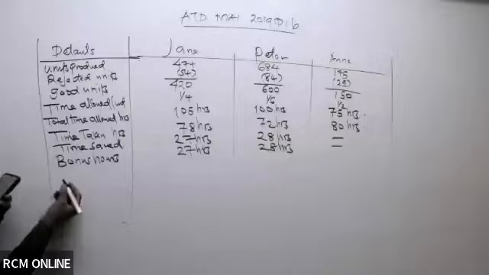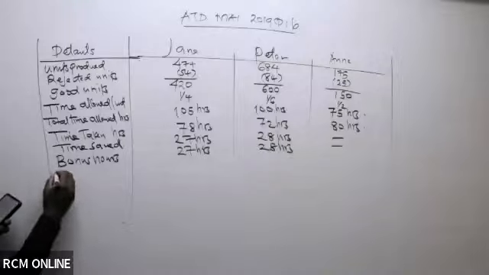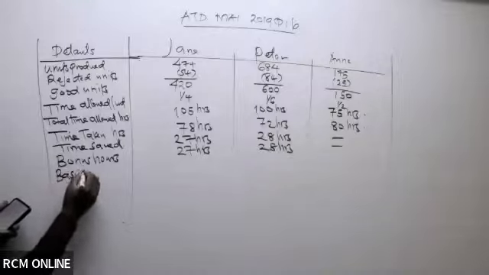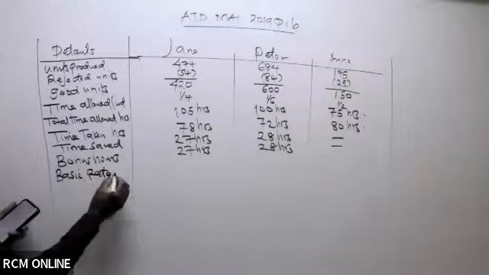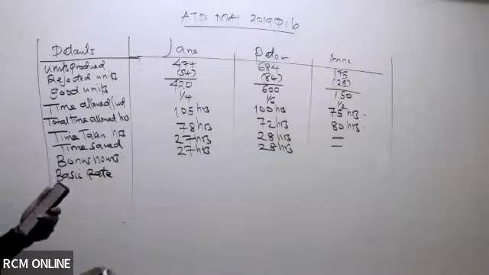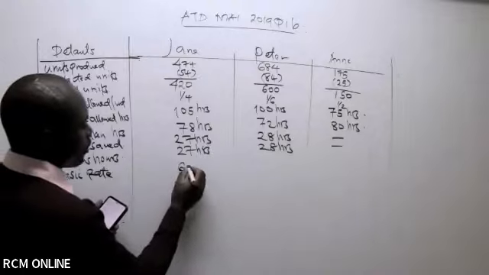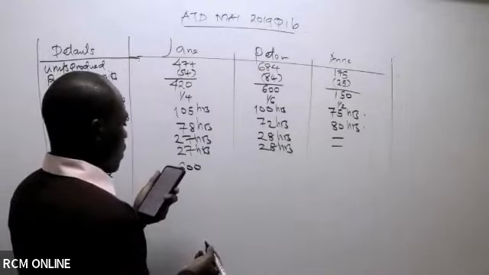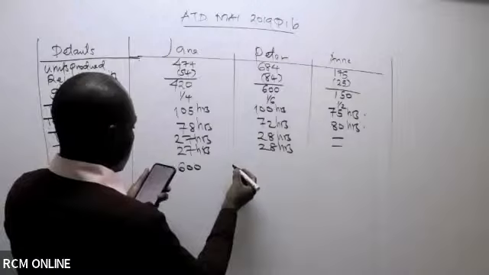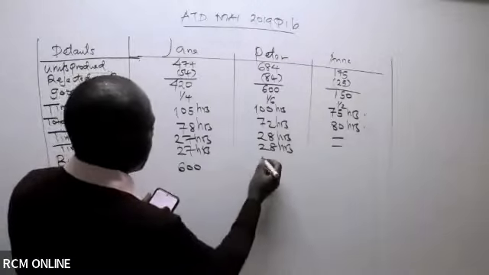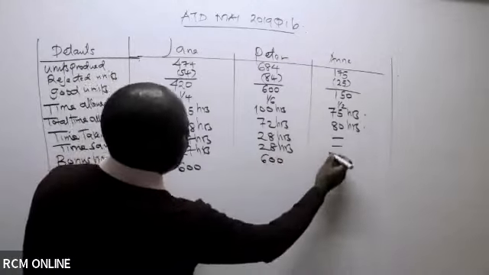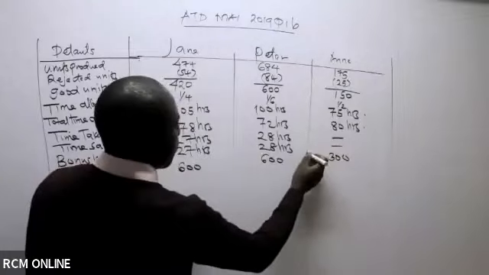We have basic pay or basic rate. Basic rate is given in the question as 600 shillings per hour. 600 shillings per hour. We have 600, 600, 300 shillings per hour.